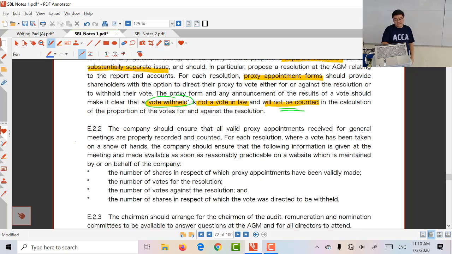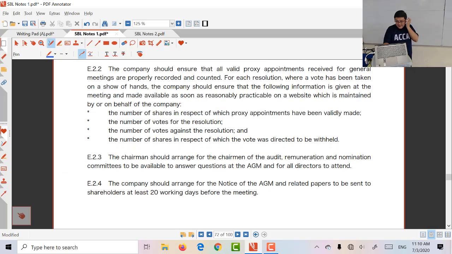Okay, now this is a bit about proxy voting, which is very important. They also say that all the proxies have to be recorded and counted. They also require the company to reveal the result. Now this is something that is practiced quite differently. For example, in the UK, they still practice this thing called a show of hand. They say if a resolution where a vote has been taken through a show of hand.